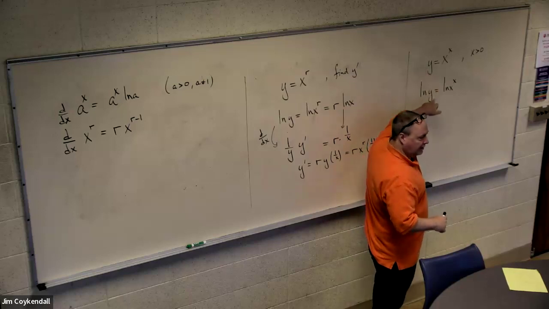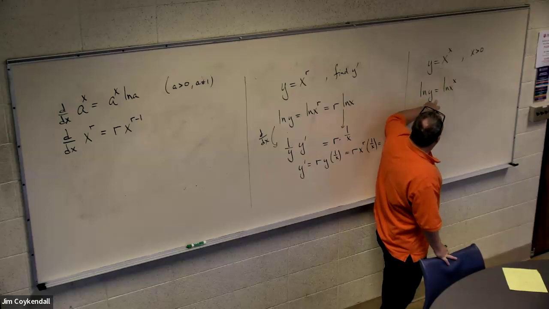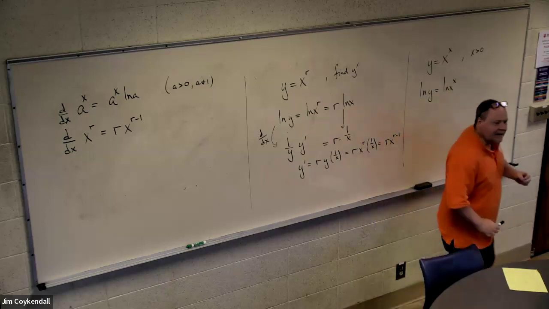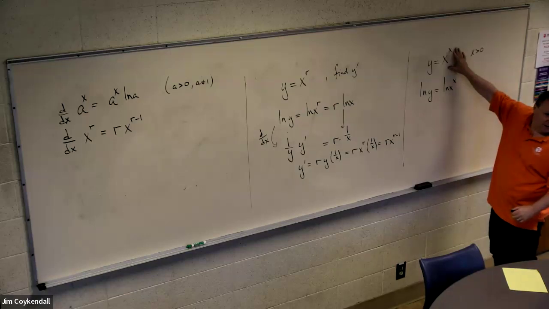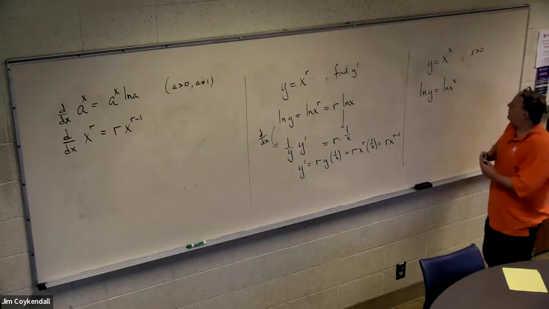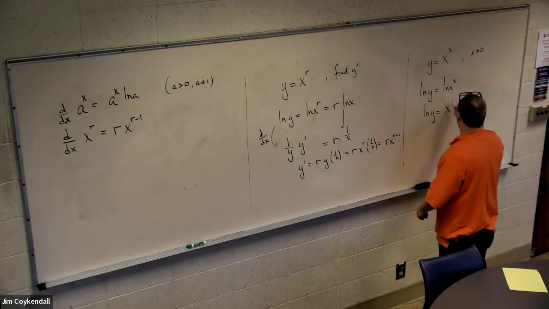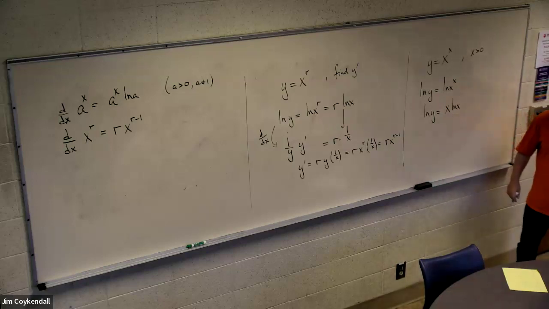Take this equation and take the logarithm. Now, what can I do with this sign? Move that x out, slide that x out. And that's the key to this, because I don't know how to take the derivative of variable base, variable exponent, right? But when I slide this down, I get something that I can take a derivative of.